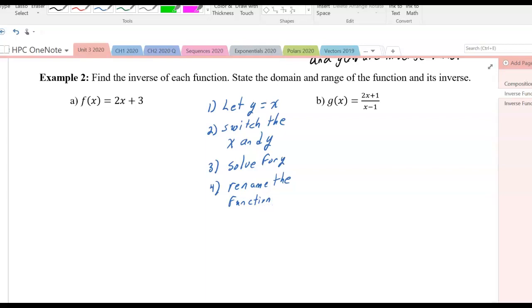All right, so go ahead and do part A. Pause the screen, go ahead and do part A, and then I'll go through it, and then you're going to pause the screen again and do part B.